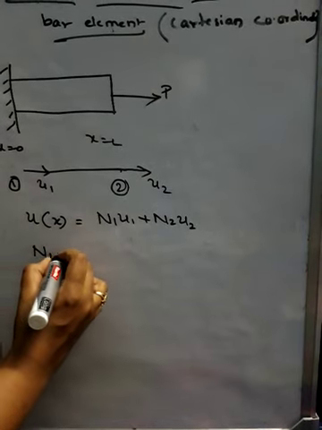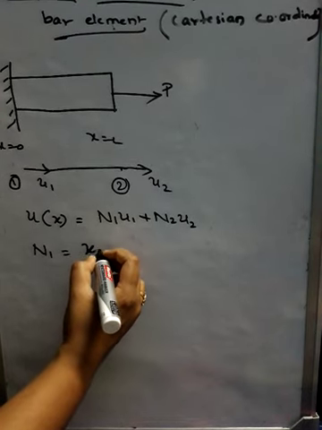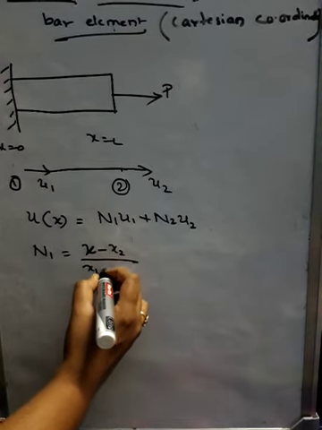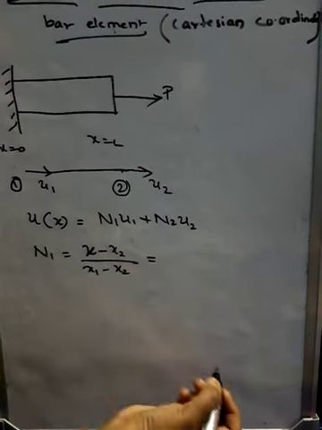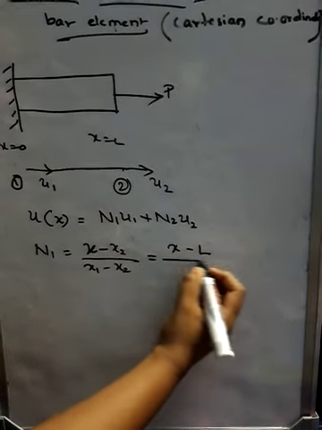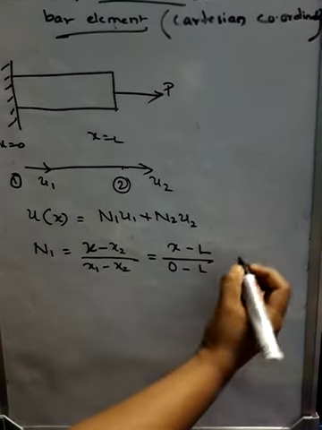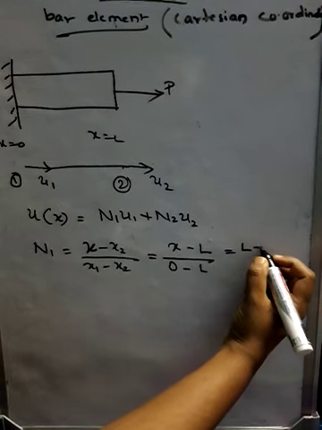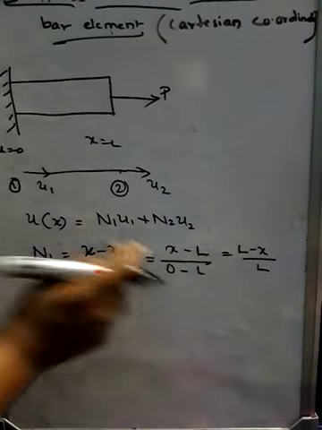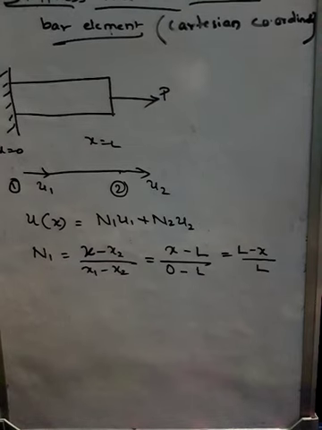Now, what is the N1? As per Lagrange interpolation method, N1 would be equal to x minus x2 divided by x1 minus x2. So, x you keep as it is, x2 value is L, x1 value you can see it is 0, minus x2 value L. So, you will be getting L minus x whole divided by L. Because negative symbol is there, no? That's why I have written directly L minus x divided by L.